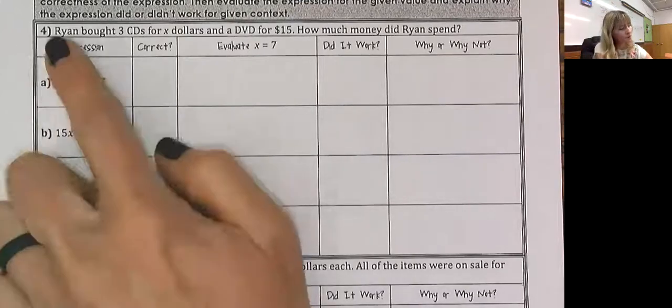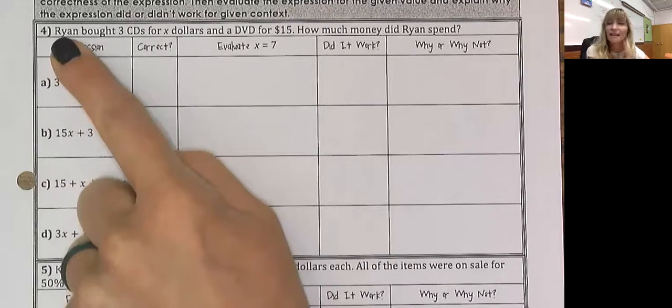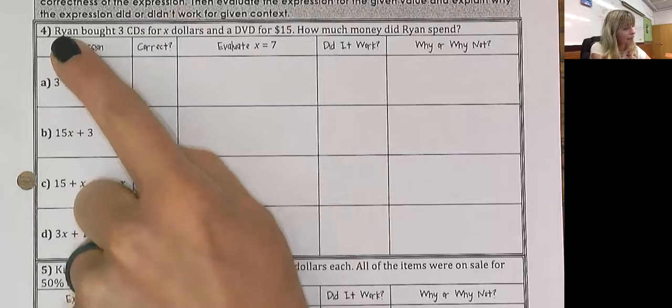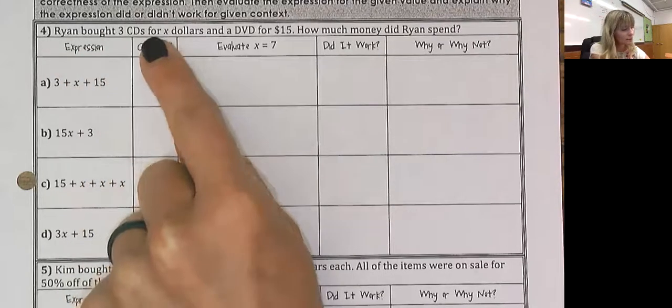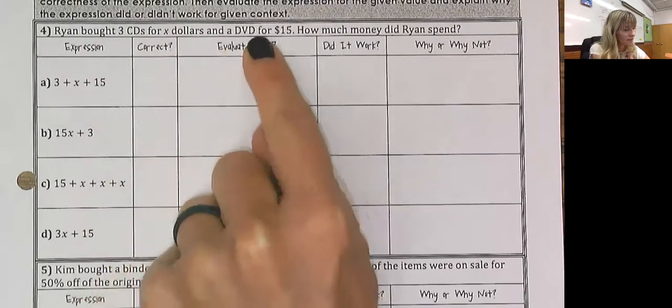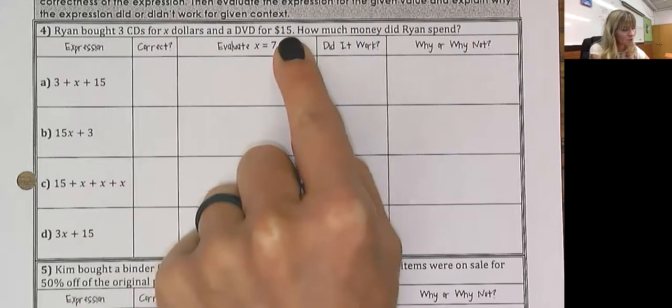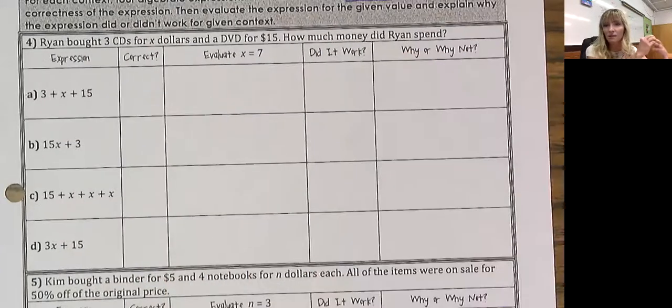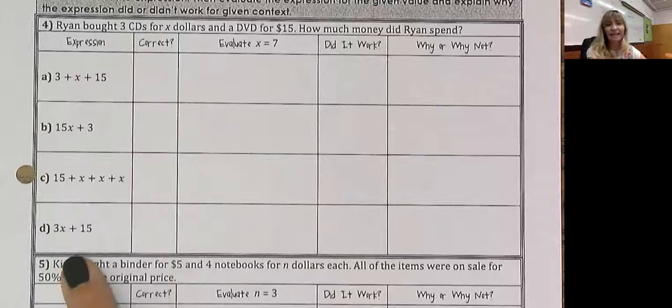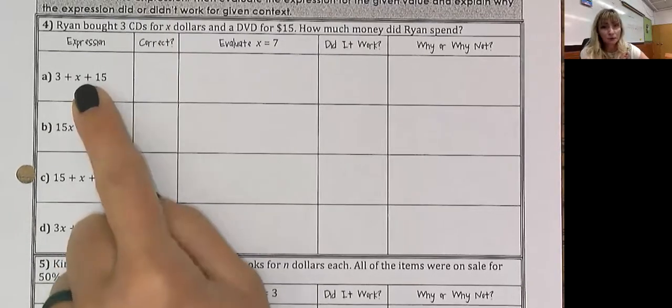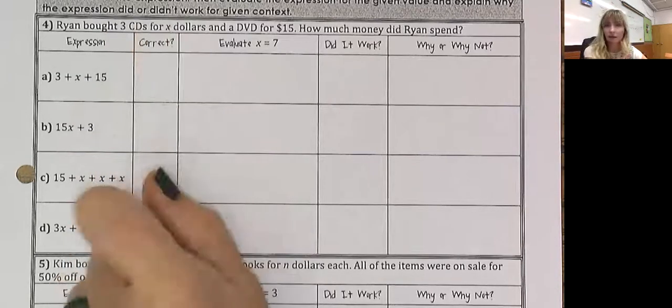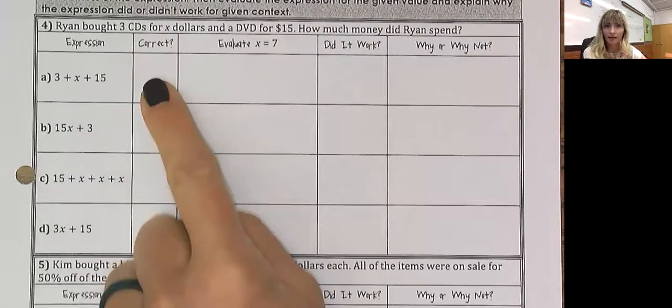So right here, number 4 says, here's the context or the story. Ryan bought 3 CDs for X dollars and a DVD for $15. The question is, how much money did Ryan spend? And that question tells you what the expression is supposed to represent. So you're supposed to tell me, take a guess right now, a conjecture. Do you think this expression correctly represents this context? Write yes or no right here. It's just a guess, no stress. You guys write yes or no.